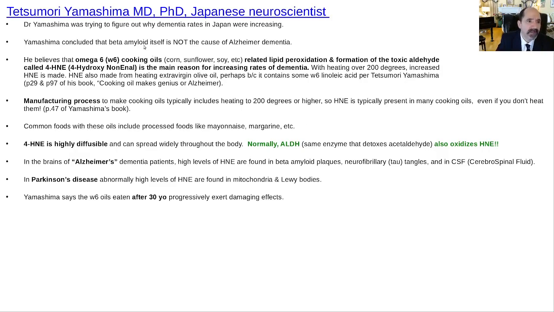Okay, so here's Tetsumori Yamashima, MD, PhD, Japanese neuroscientist. And he started studying dementia, Alzheimer's dementia. By the way, I don't even like the word Alzheimer's that much because it implies that dementia is usually Alzheimer's. That, in my personal experience, is not true. From what I've seen, vascular dementia is by far the most common cause. And there's a lot of pathways to vascular dementia.